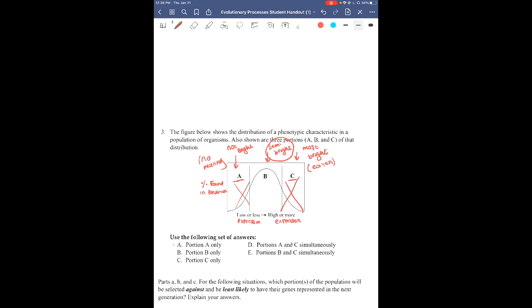The comment says, and this is stabilizing selection. Yes, you're right. Because it's going towards the mean of the population, this is stabilizing selection.